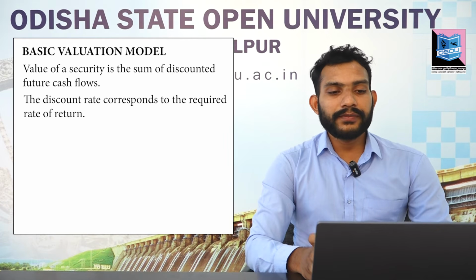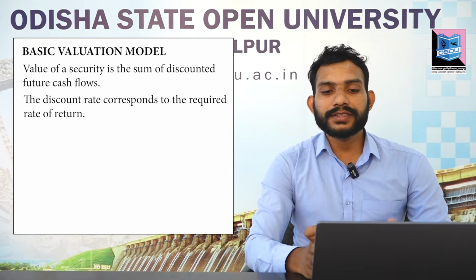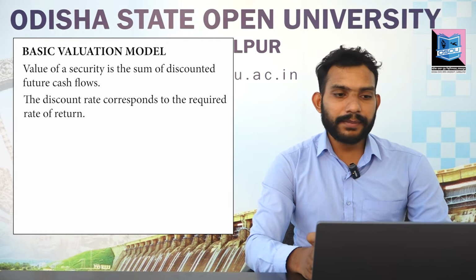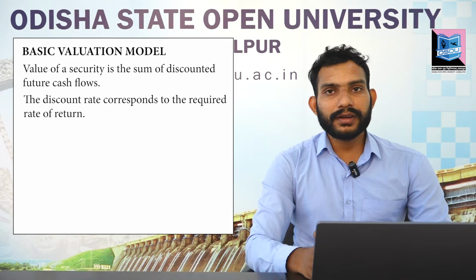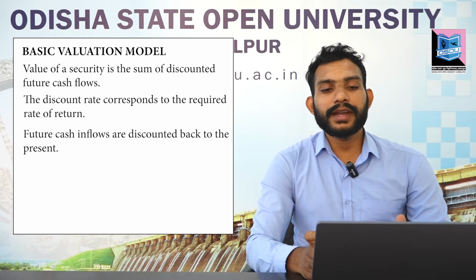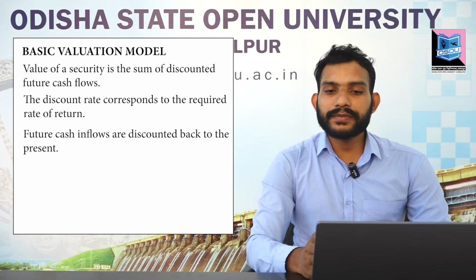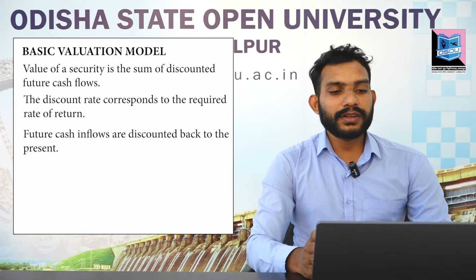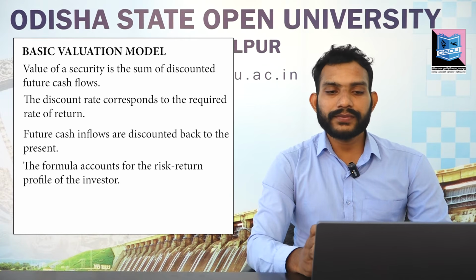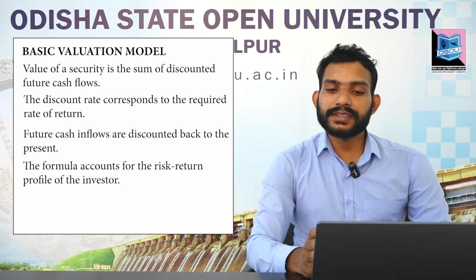The rate reflects the required rate of return, or how much return an investor expects based on the level of risk. So the higher the risk, the higher the discount rate. By applying this rate, we can calculate how much each future cash inflow is worth today. Then we simply add them all up, and that gives us the estimated value of the security. This model also considers the risk-return profile of the investor. In other words, different investors may use different discount rates based on how much risk they are willing to take.